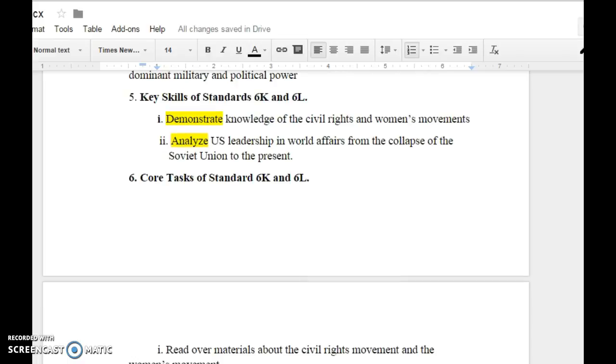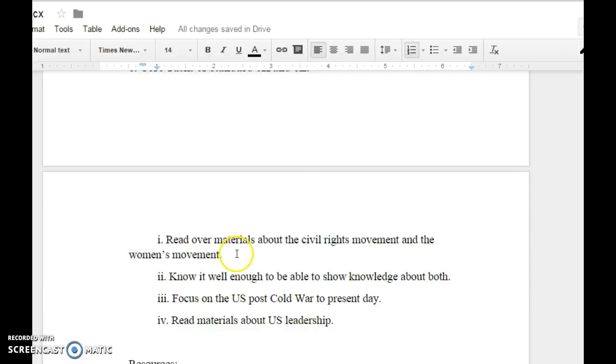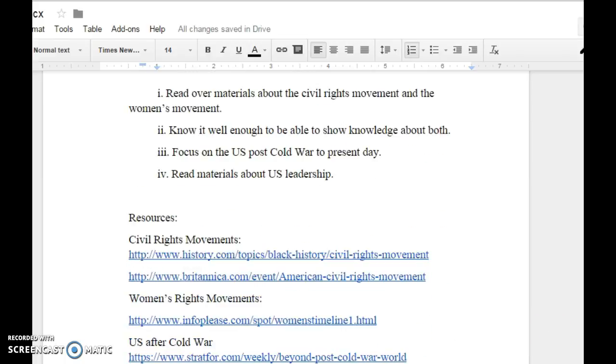The core task for standard 6K and 6L would be obviously to read over materials and the resources that I have posted below about the civil rights movements and the women's movements. I need to know it well enough to be able to show and demonstrate my understanding about both of the movements that occurred. I also need to focus on the U.S. post-Cold War to now the present day, and also read about the U.S.'s influence over other countries and what we did in our leadership position after the collapse of the Soviet Union to even nowadays.